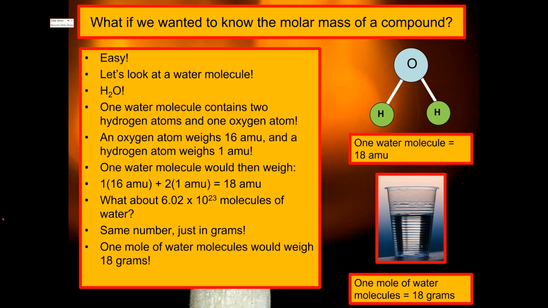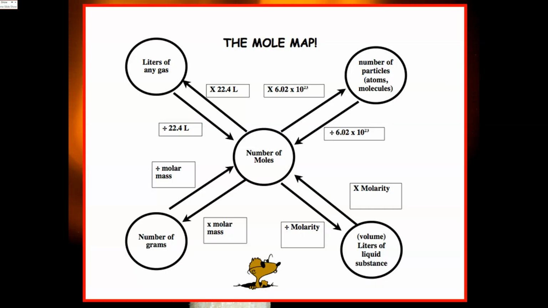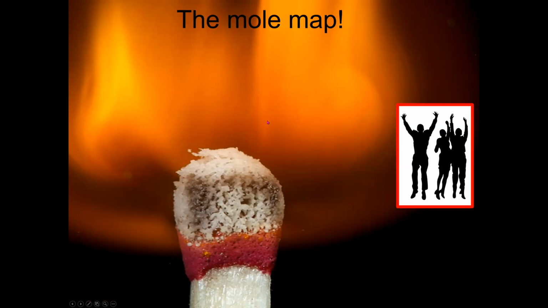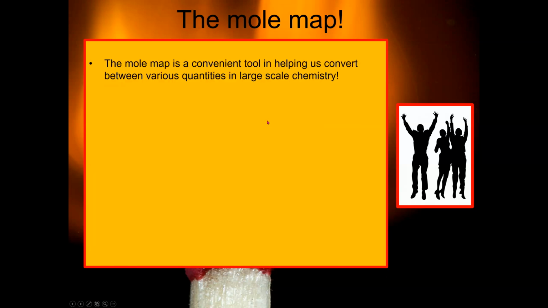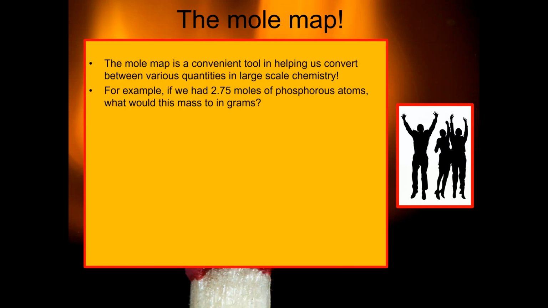So you're probably saying, I really wish there was an easy to use tool to do these conversions. And there kind of is. We have the mole map. Now this is a handout. It's also linked in Canvas. This mole map will allow you to go back and forth between how many moles, what's our volume, what's our number of particles, number of grams, liters of gas. So this is going to be our useful tool. This is a convenient tool that is going to help us convert between various quantities when we're dealing with large-scale chemistry.